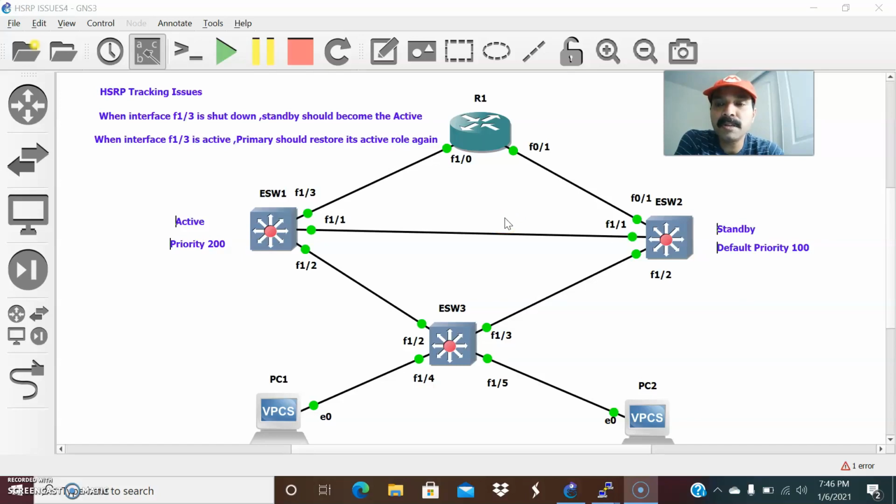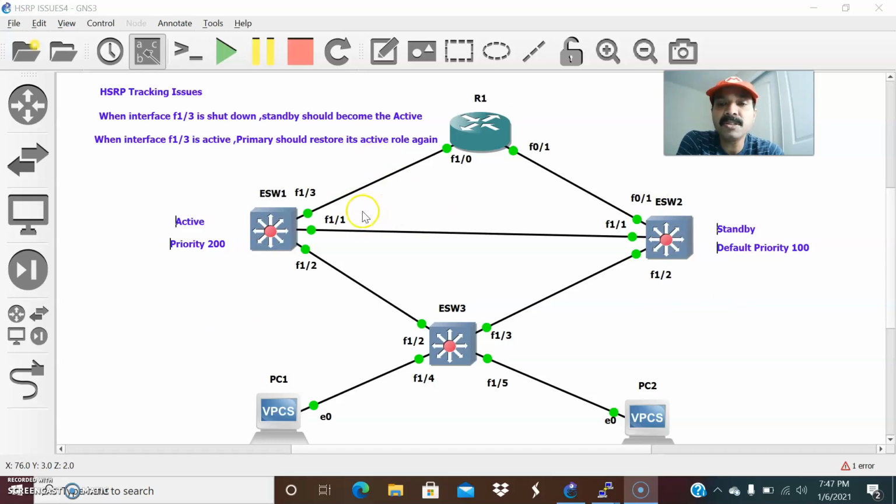And today let us discuss and debug the HSRP tracking issue. So what happened? This is an architecture where I connected primary, secondary, and the router. This is for tracking issues, right? So what is HSRP tracking? Whenever a specific interface goes down, the primary router will decrease its priority by a configured decrement value, and the standby will take over the active role.